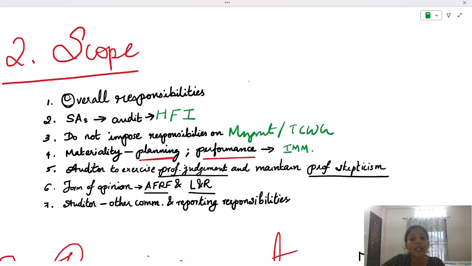Auditor to exercise professional judgment and maintain professional skepticism. We will talk about this in this session itself, later.